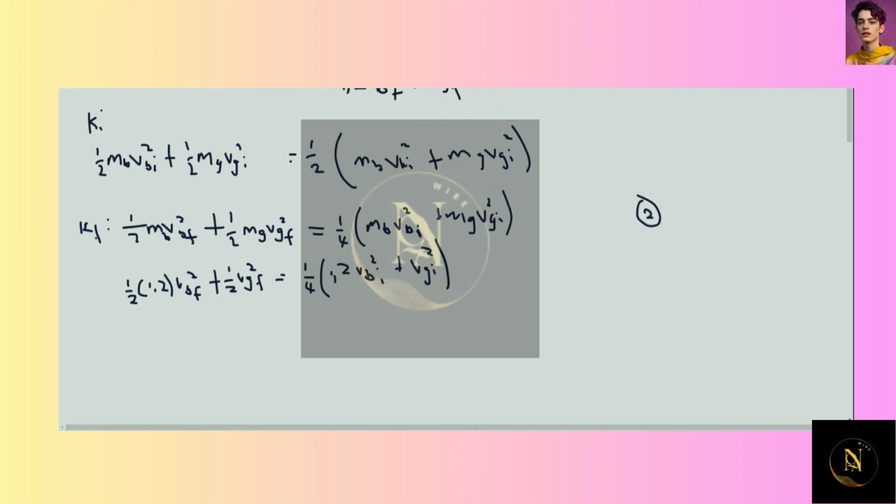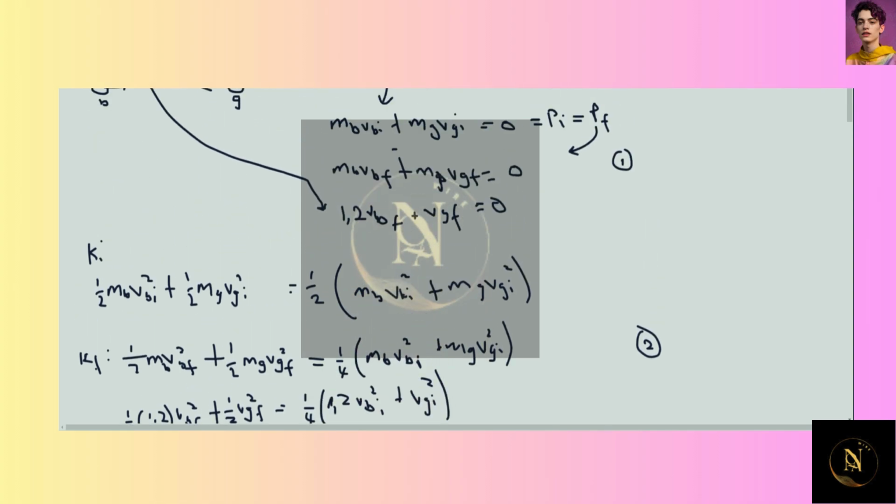vGf squared. And this, again, is mB. So mB over mG is 1.2. So that's just going to be 1.4, 1.2 vBi squared plus, this is just 1 vGi squared. So this is now slightly simpler. You can go ahead and remove the fractions if you want. That will help you in simplifying this as well, if you want to go ahead and remove all these fractionals over here. So now that you have a nice form here, now you can refer back to equation 1.